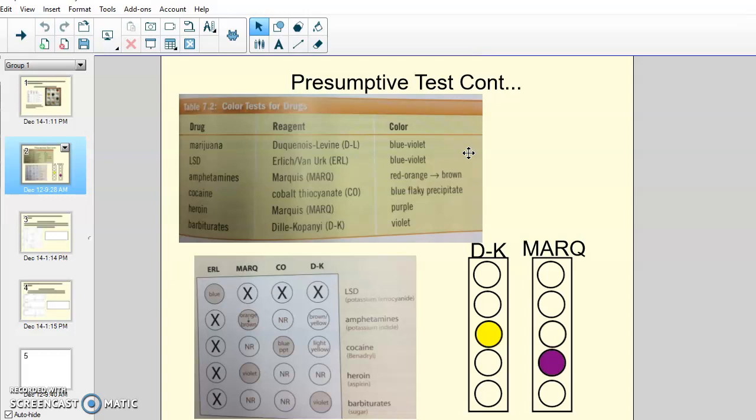The other one that I want you to jot down is for heroin. It's the Marquis test. Notice the Marquis test actually gets used for heroin and amphetamines, but it turns a different color for each one. For heroin, if they think somebody has heroin, they can put the Marquis test on it and it will turn purple. If they put the Marquis test on something and it turns a reddish orange brown color, that means it's an amphetamine of some type. So that's kind of a nice test because you can double up.